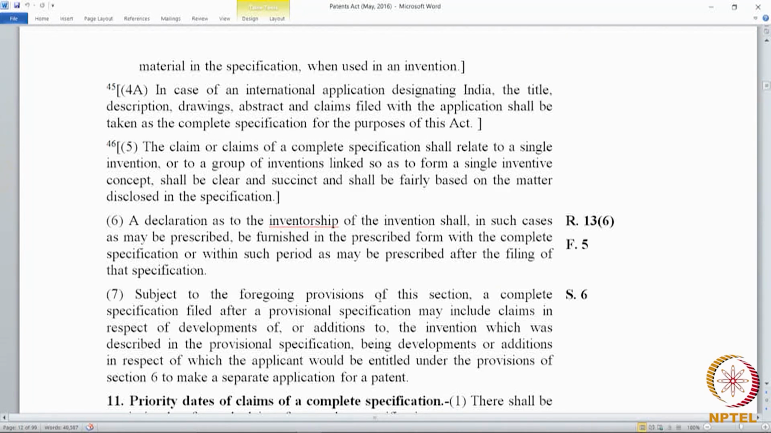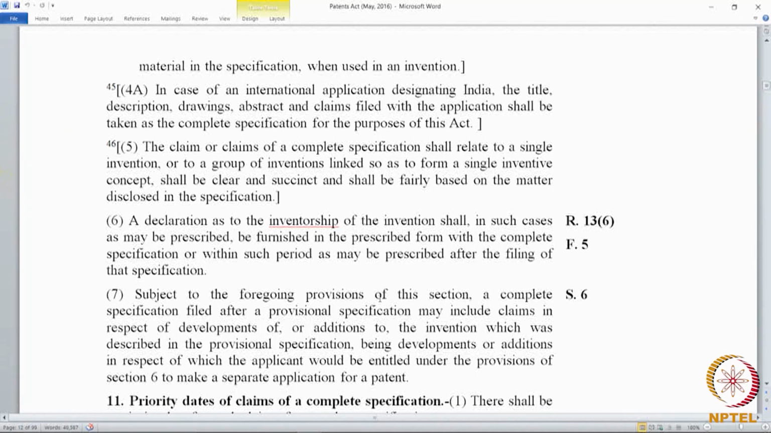An application should pertain to only one invention or a group of inventions that are connected by what is called a single inventive concept. There are a group of inventions, but they together have the same concept. Section 10 also has another requirement, that the complete specification shall be clear and succinct and shall be fairly based on the matter disclosed in the specification.